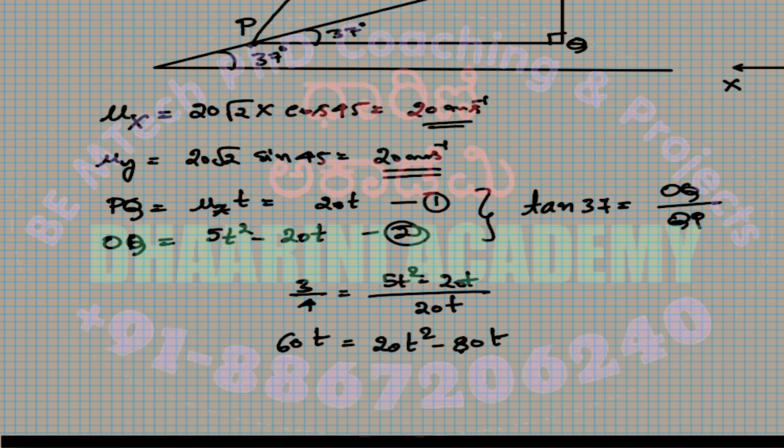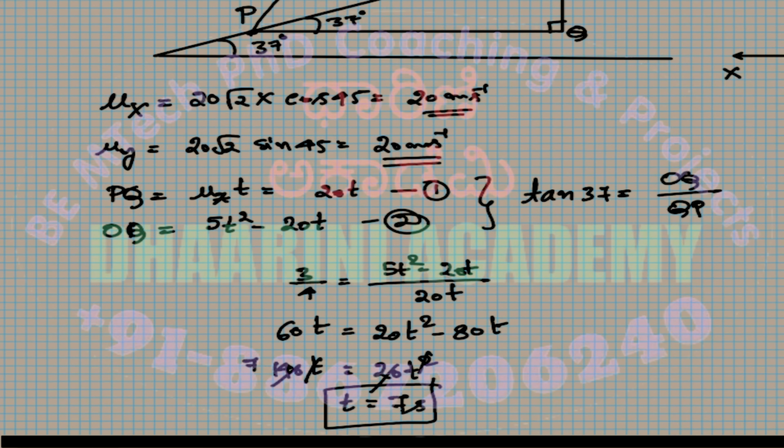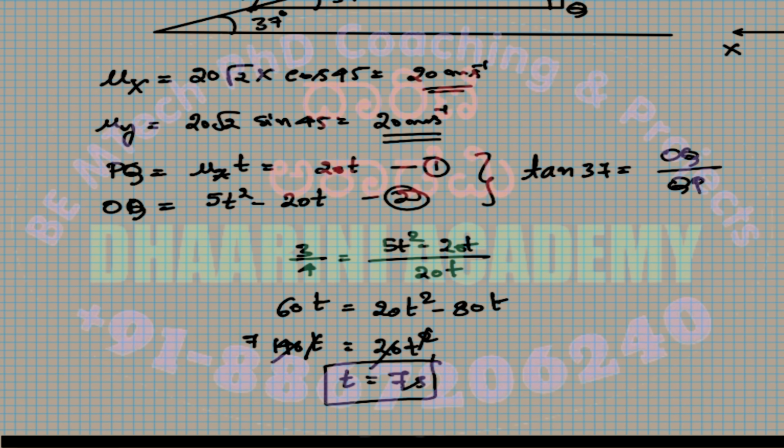Okay, so 80 plus 60, that is 140t is equal to 20t square. One of the t will cancel. 20 cancels, this as 7. So time t is equal to 7 seconds. So the time of flight now becomes 7 seconds.